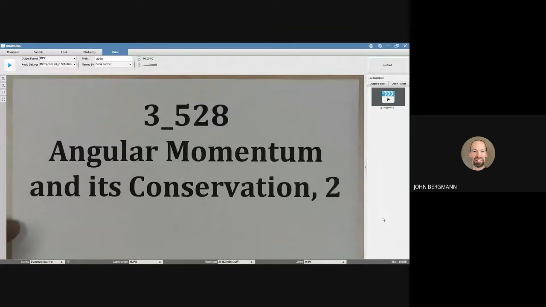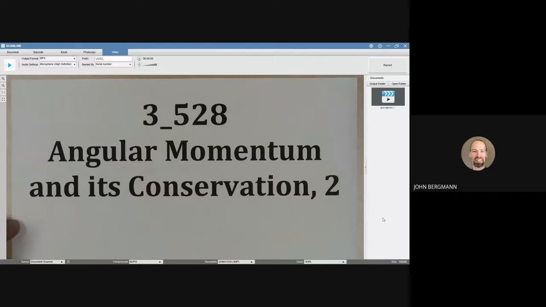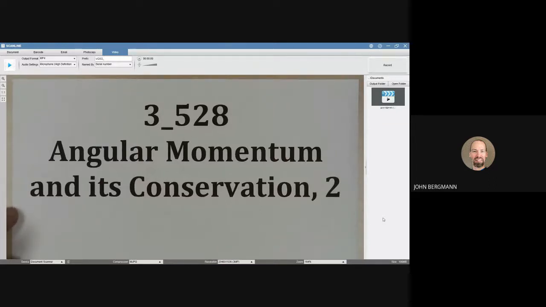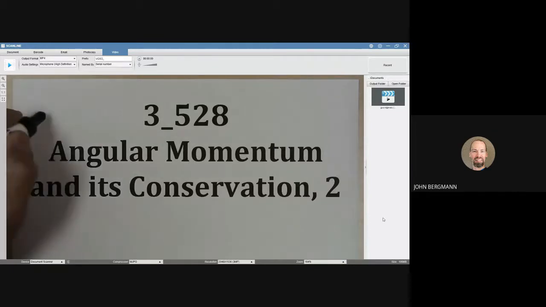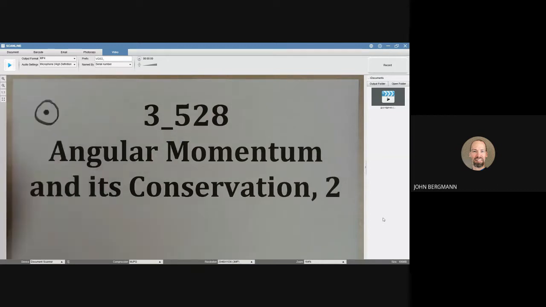This is our second video on angular momentum and its conservation. Before we do this, maybe we should introduce a new notation. It might be new for you, and it's this. Whenever we see a dot, sometimes they put a circle around the dot, that indicates a direction out of the page.